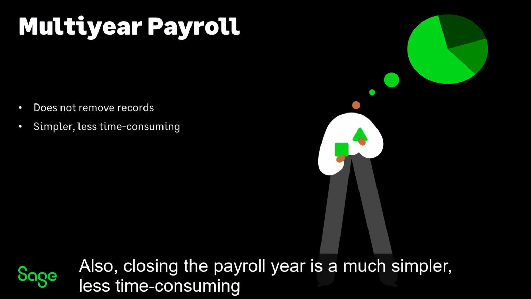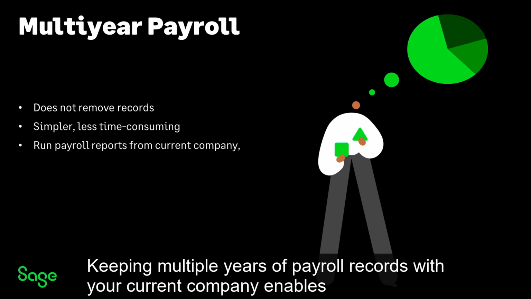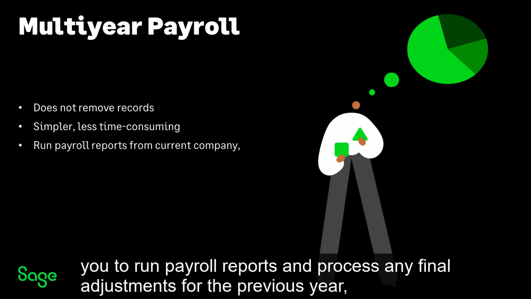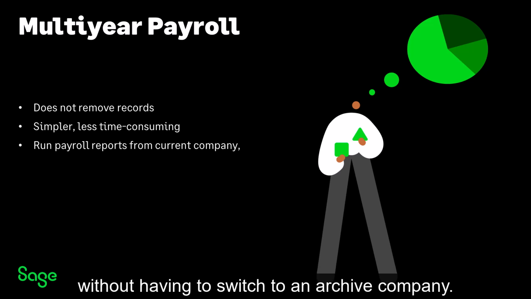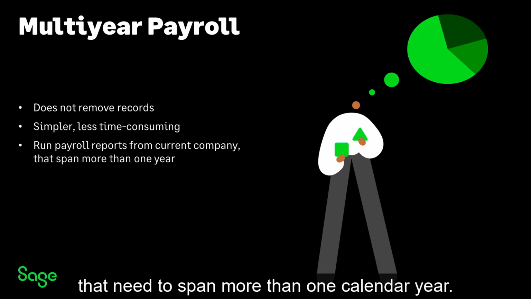Also, closing the payroll year is a much simpler, less time-consuming process than archiving, which can help alleviate pressure at year-end. Keeping multiple years of payroll records with your current company enables you to run payroll reports and process any final adjustments for the previous year, without having to switch to an archive company. This is especially helpful for workers' comp reports that need to span more than one calendar year.